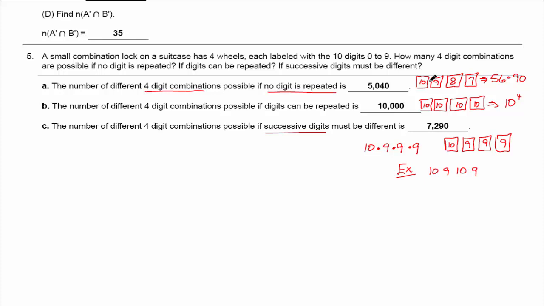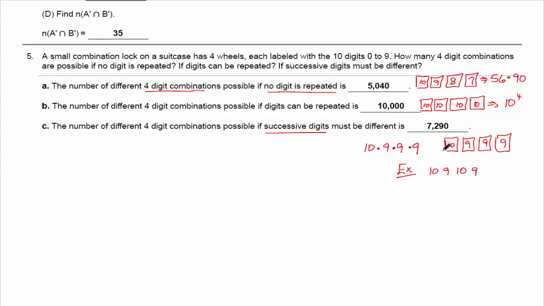If I can have repeats, that means I have 10 choices for each position. That's 10 to the fourth, which is 10,000. And finally, in C, if successive digits have to be different. So you see, I can have a 10 and then a 9. So I got to pick something different than the 10. But now for the next position, again, I could pick a 10. And I could pick again a 9.